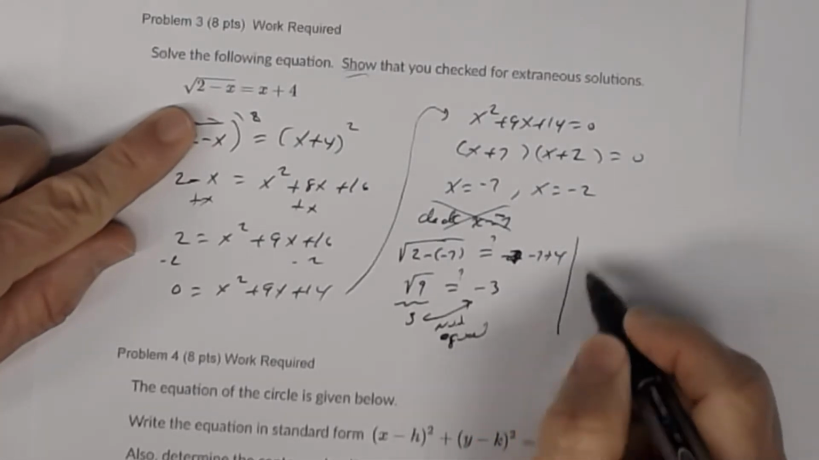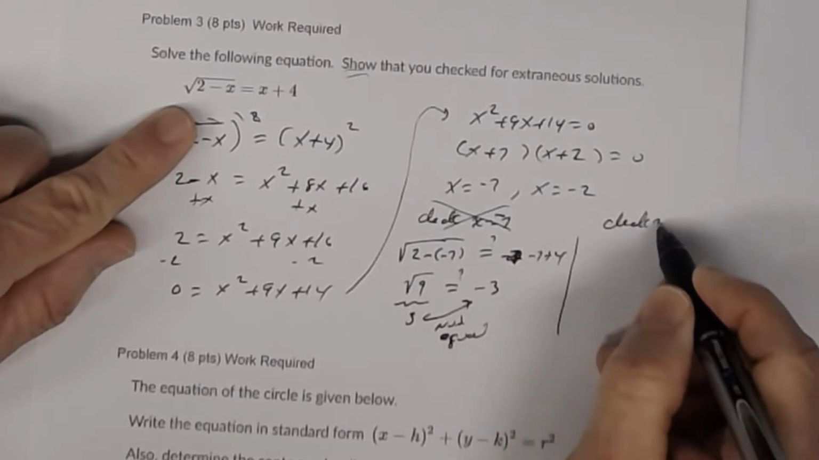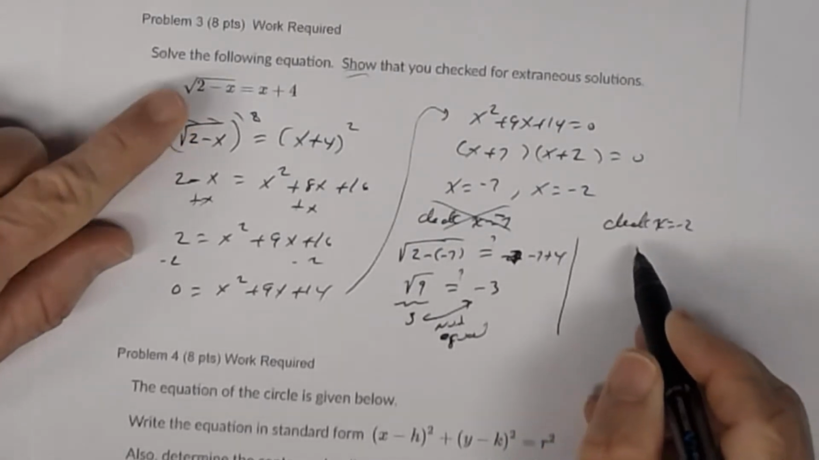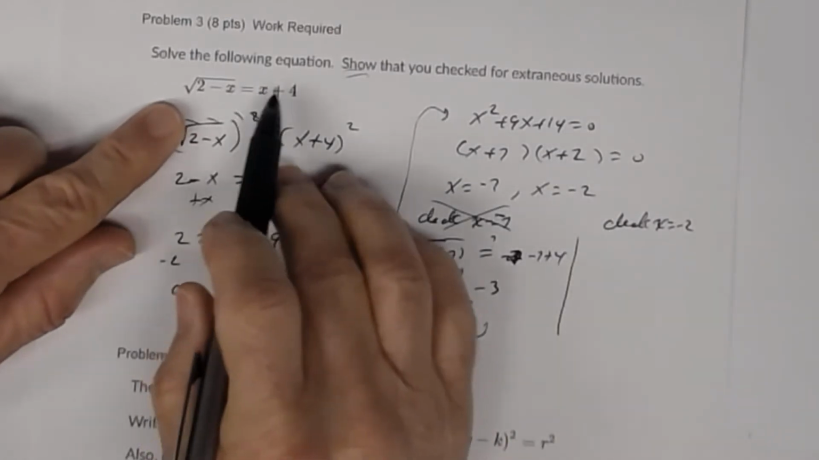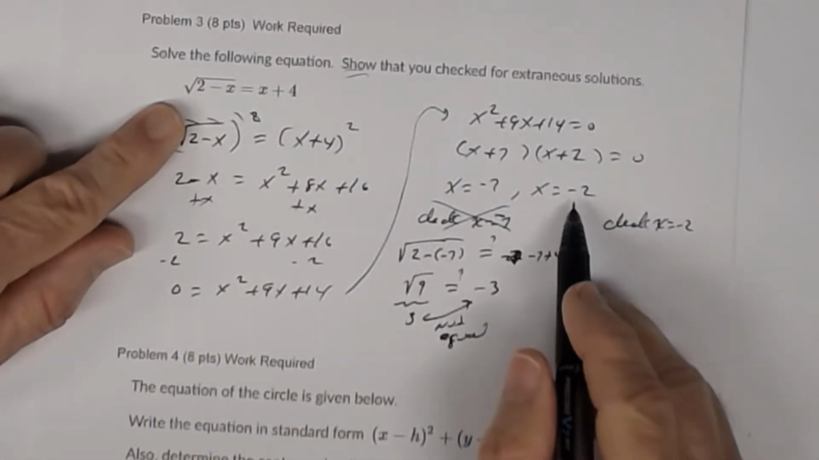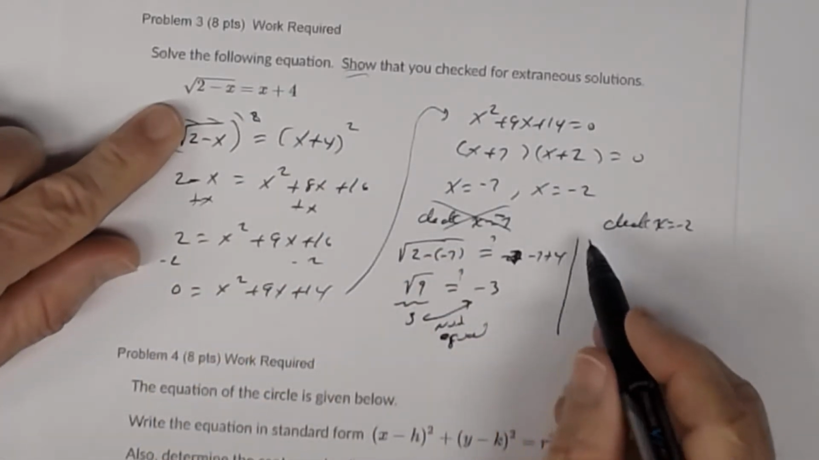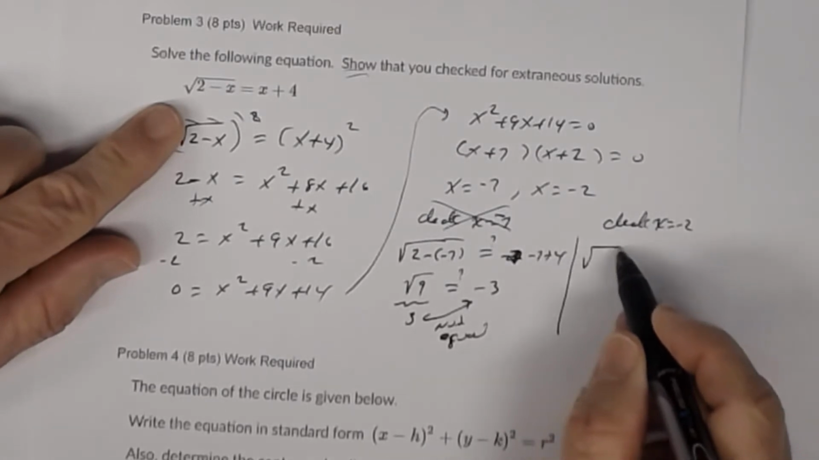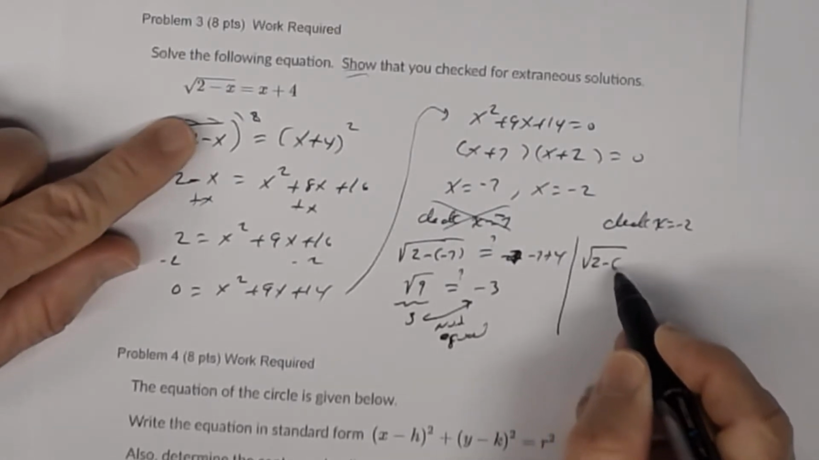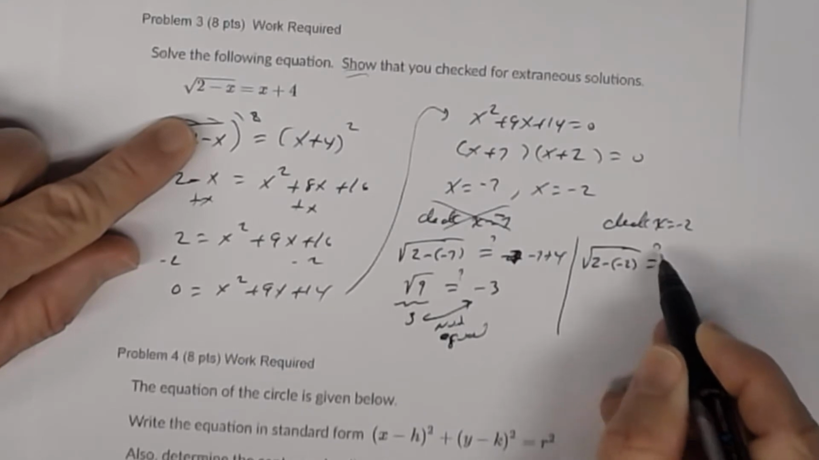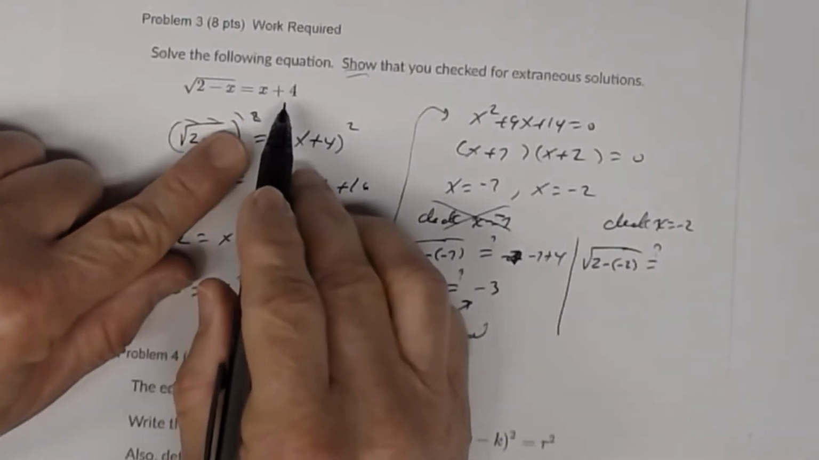So now we're going to check x equals negative 2. So you do the same thing. Go to the original problem and you check and see if x equals negative 2 is extraneous or not. And so when I do that, I get the square root of 2 minus a negative 2. And I want to see if that's equal to negative 2 plus 4.